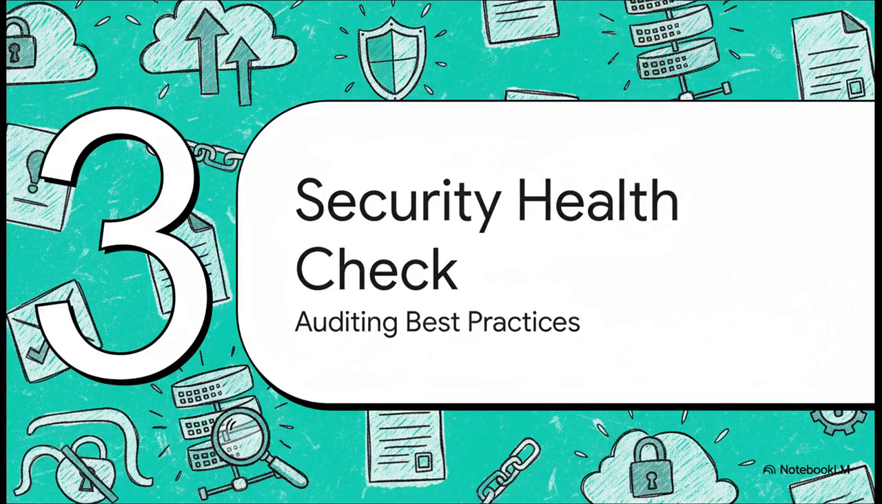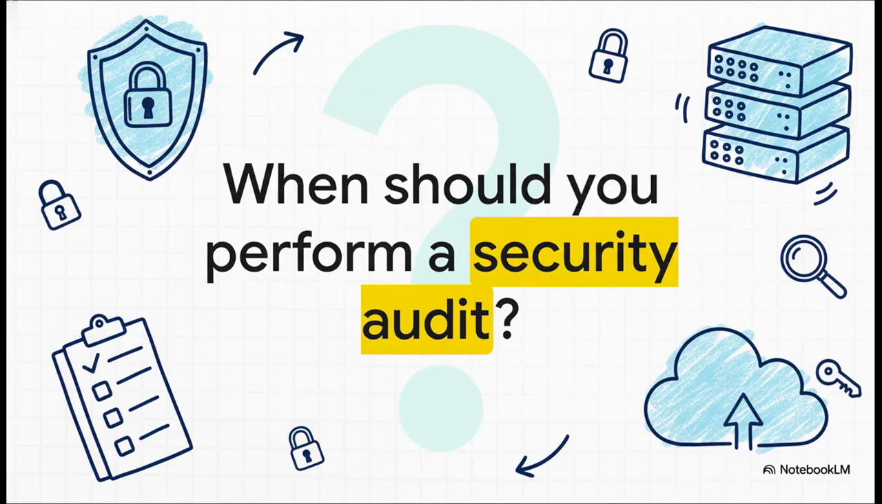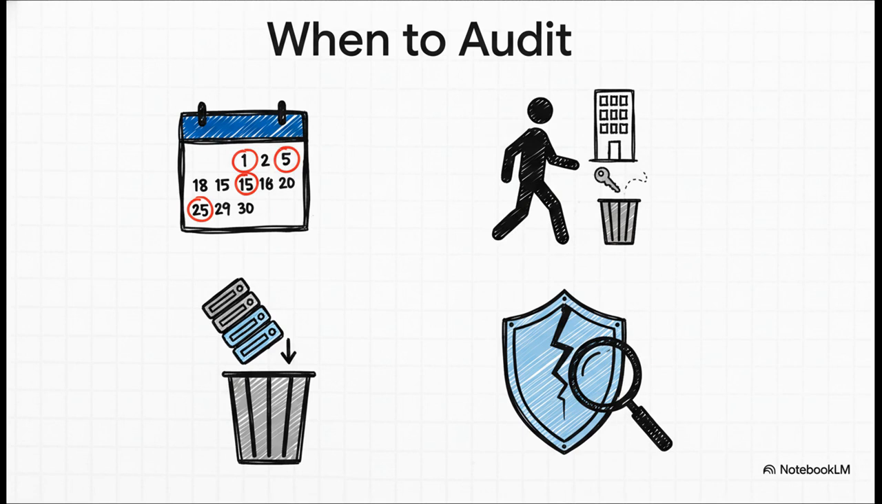But look, just using the right kind of keys is only half the battle. Security isn't something you set up once and then forget about. It's a living thing. You've got to perform regular health checks, audits, to make sure everything is still locked down tight. Which leads to the obvious question, right? Okay, so when am I supposed to do this? You can't just do it randomly. You need to have specific triggers that tell you, hey, it's time to look under the hood. So best practice is to schedule it. Do it periodically, maybe every quarter or twice a year.